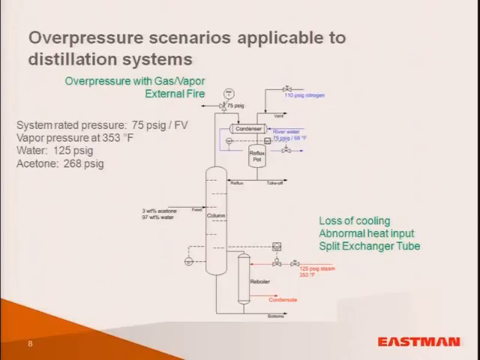We also had to consider the potential for an overpressure with gas or vapor from our nitrogen supply that we use for purging the system, as well as our external fire scenario. So we focused our evaluation of loss of cooling, abnormal heat input, and split exchanger tube on the steam supply to the reboiler. And we looked at an overhead vapor line relief device for overpressure with gas vapor from our nitrogen feed and our external fire scenario.